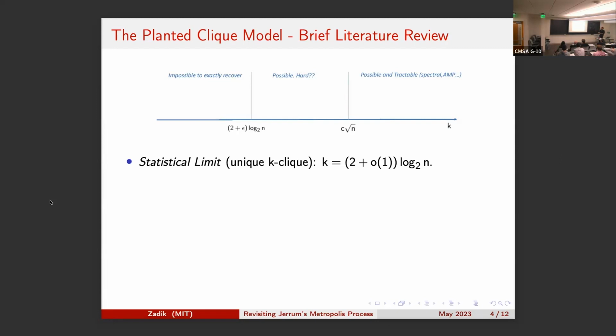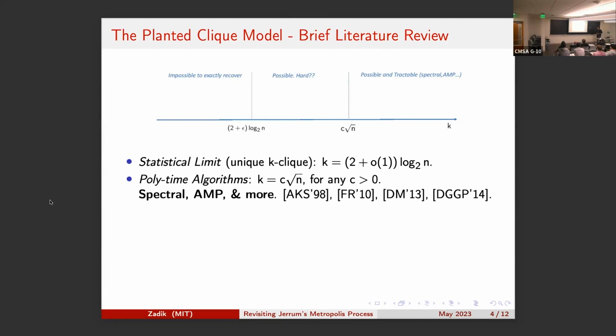But then you can ask, okay, what about polynomial time methods? Actually we are a little bit better than k equals n to the alpha, where alpha is bigger than half, but we're not much, much better at the moment. We can do all the way down to constant times root n. As long as the clique is a constant times root n, there are some beautiful algorithms, like spectral methods, approximate message passing methods, and many others that can do this. But that's where we are.